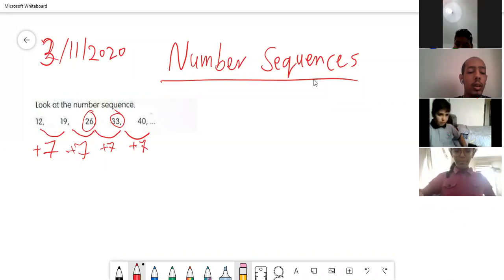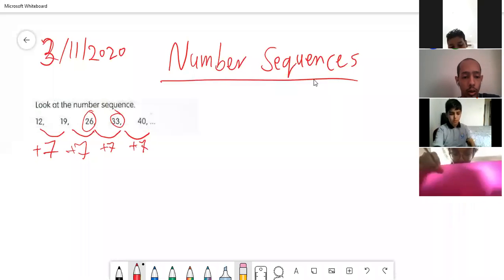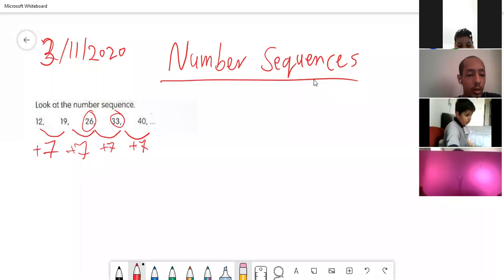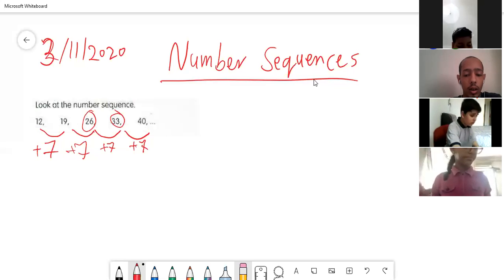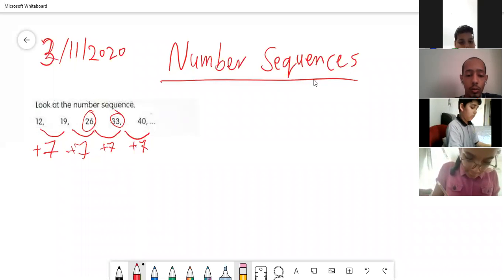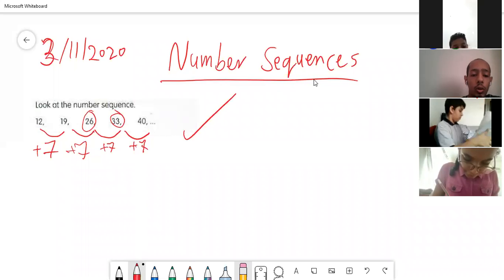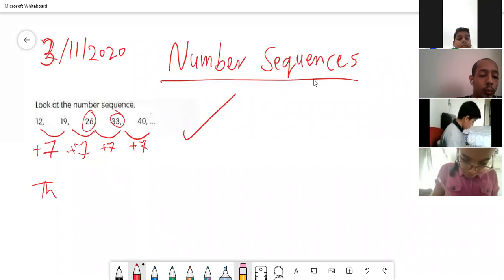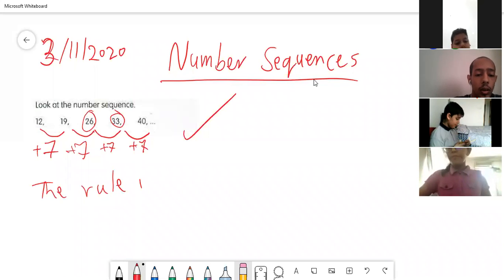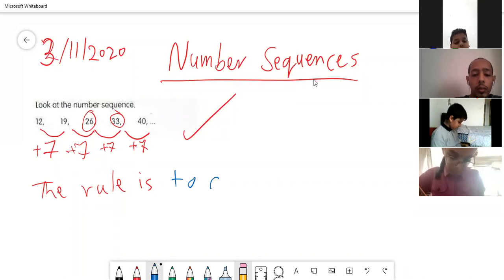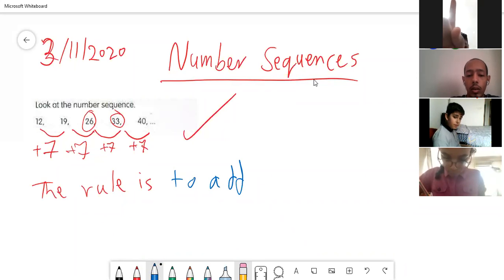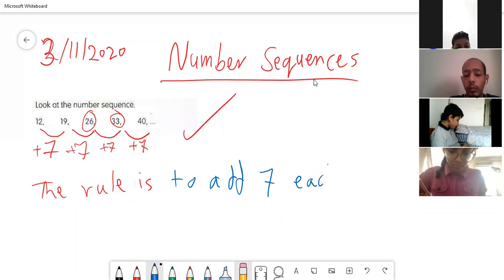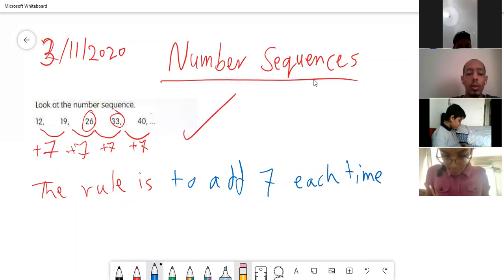So plus 7. Since we have the same rule with each pair of consecutive numbers, we say this is a sequence. So what is the rule here? The rule is to add 7 each time. So this is the rule controlling this sequence. Let's have a look at another sequence.